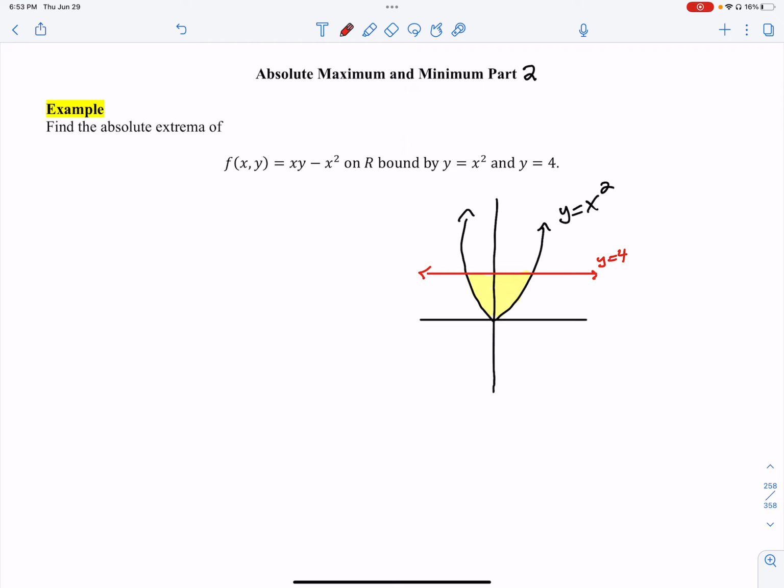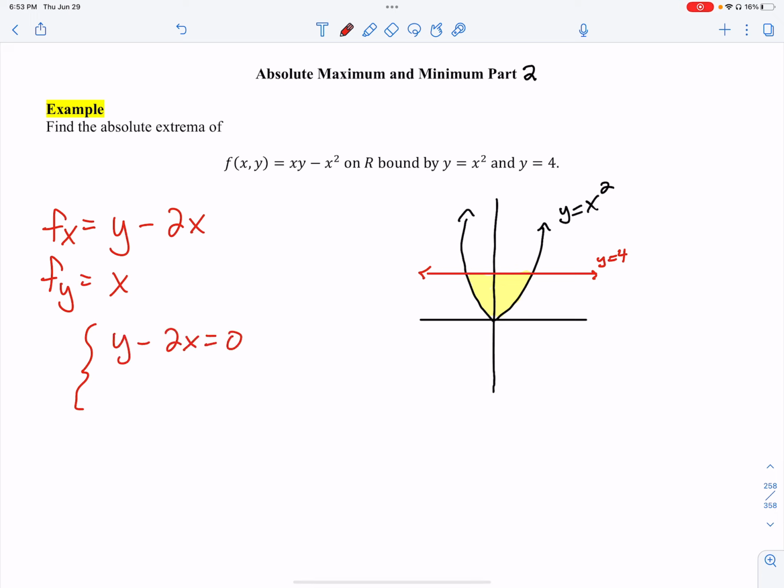Okay, so first off, we'll not do the boundaries, we'll just do the calculus. We find the partial of that function with respect to x. That's going to give me y minus 2x. The derivative with respect to y is going to give me x. That's kind of nice. And then that's our system. So we get y minus 2x equals 0. We also get x equals 0.